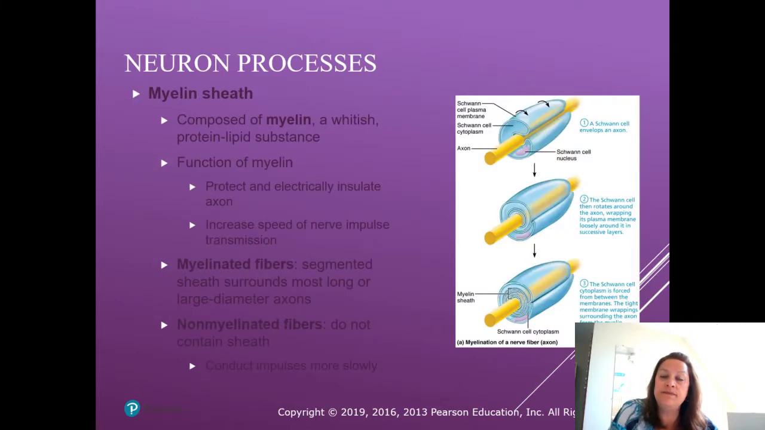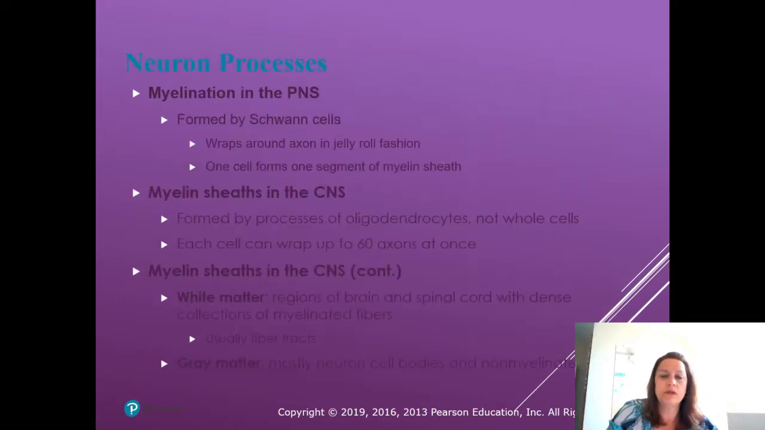Again, myelin, it insulates the axon. It increases the speed of the nerve impulse. All right, so the more insulated an axon is, the faster that impulse is going to travel. So sometimes if there's myelination in the peripheral nervous system, then it's Schwann cells. If it's myelination in the central nervous system, then it is by the oligodendrocytes.